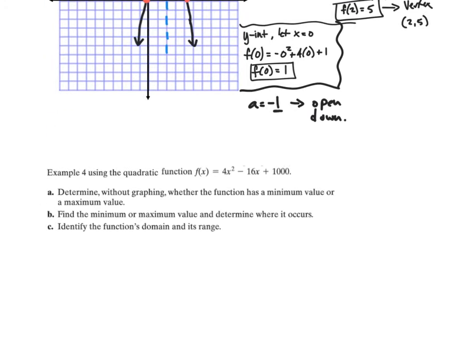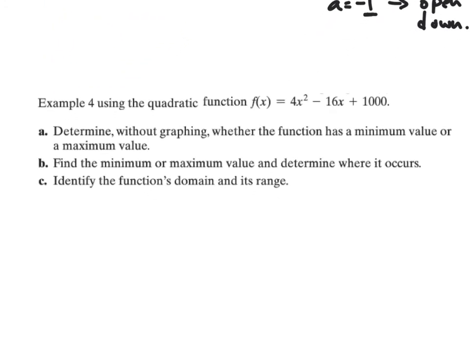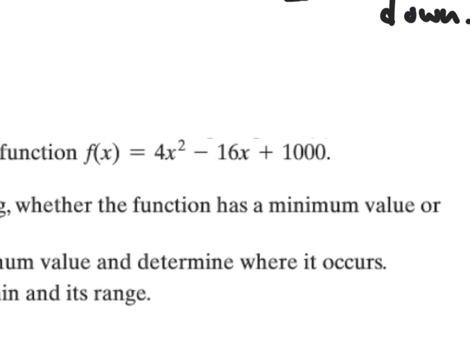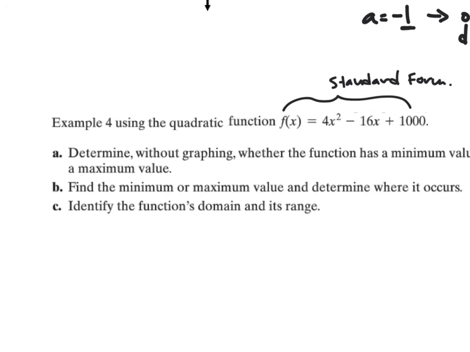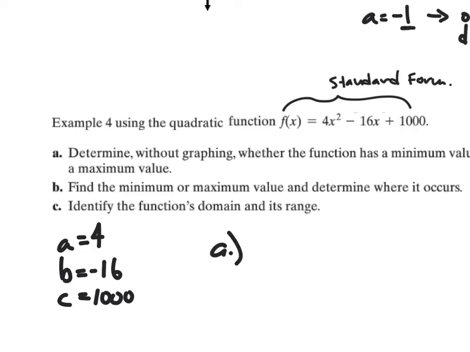All right, let's go ahead and take a look at the last one. On this one it asks, using the quadratic function f of x equals 4x squared minus 16x plus 1,000, determine without graphing whether the function has a minimum value or a maximum value. The first thing I want to do is recognize that this function is in standard form. Then I want to identify my a value, my b value, and my c value, just so we have them. So 4 is my a value, b is negative 16, and my c value is 1,000.